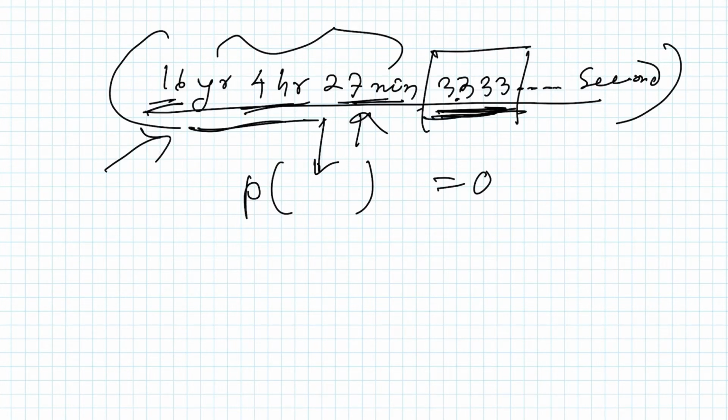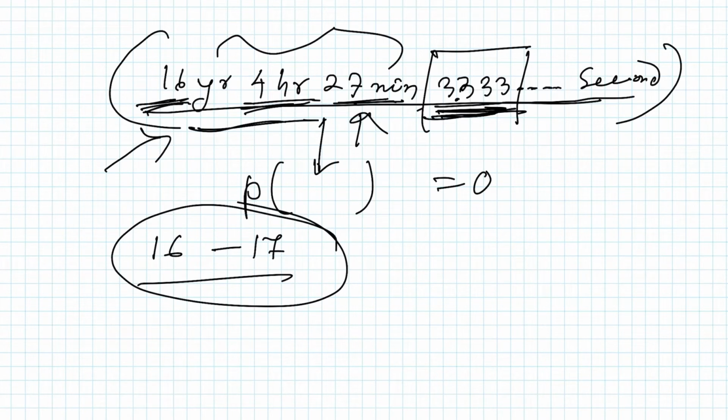Okay, very small time for us. And in quantum mechanics we deal with very small particles. That's why we need to choose a particular range. So instead of taking this particular age, 16 years 4 hours 27 minutes 3.33 seconds, we have to choose a range. If you were asked to find the probability of getting a person, if you select randomly from the street, between the age 16 to 17 years, then you can find.